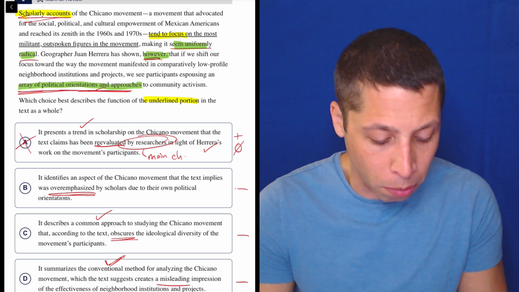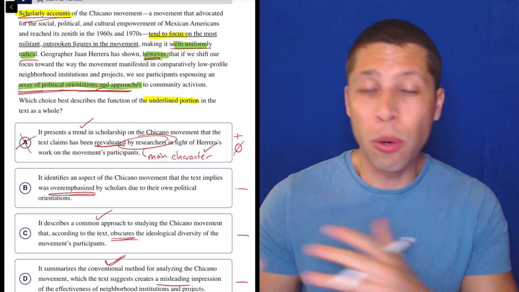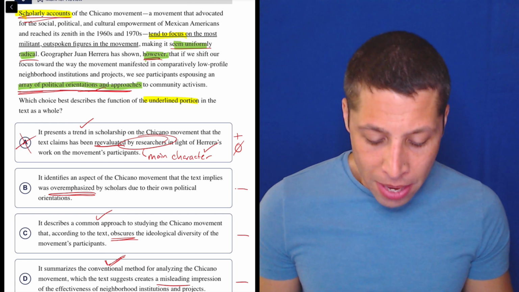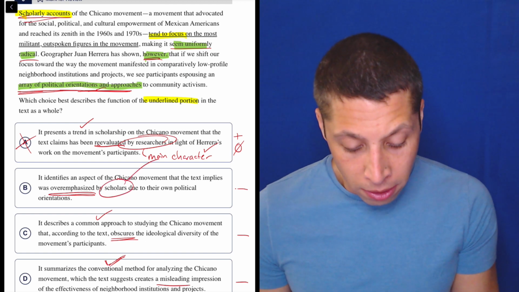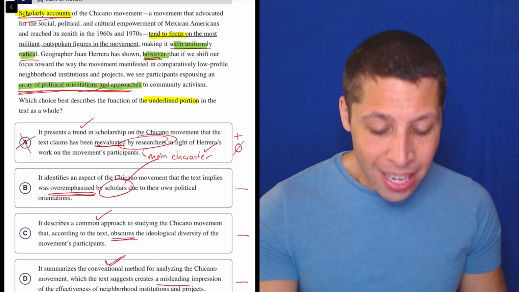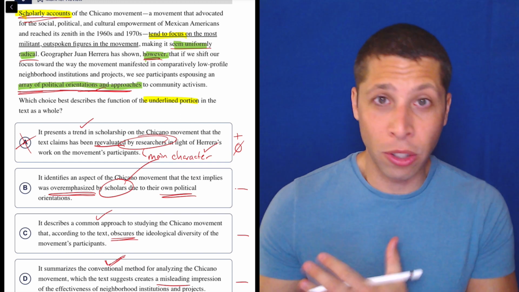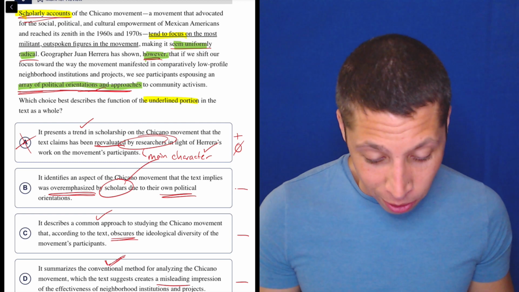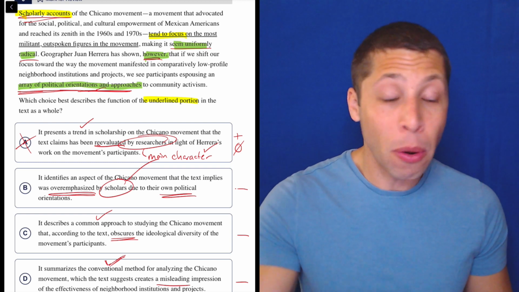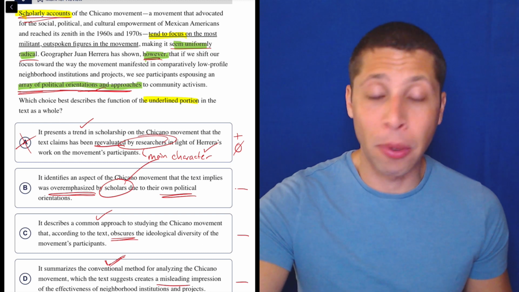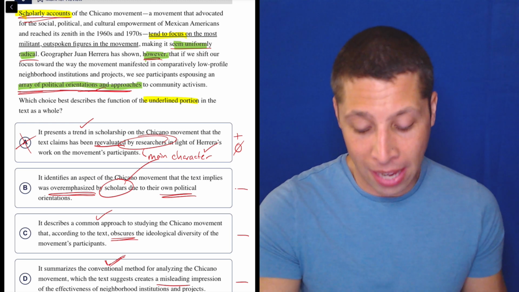So this is almost like what we would normally think of as a main character trap. It's switching the main character from Herrera or the current conventional view to what other people now think, and that just isn't talked about. B, it identifies an aspect that the text implies was overemphasized by scholars due to their political orientations. Well, this is similar. Right? Is it really about the scholars making a mistake? I don't think so, especially because it's not about the scholars' political views. I could turn that into a simpler question. What did the scholars believe? I don't know. It tends to focus on these militant, outspoken figures, but it doesn't say anything about why we focus on that. It doesn't say we focus on that because of biases in the scholarship and in what the researchers themselves think. So again, this is switching the main character. It's shifting the focus to something else that isn't there.